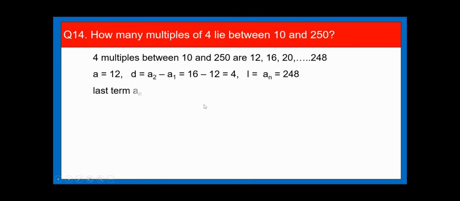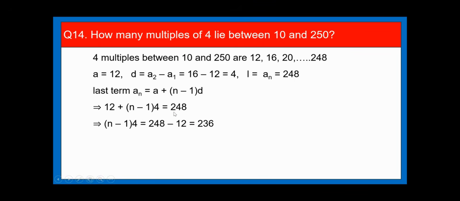What is the formula to find an? an is equal to a plus n minus 1 into d. Here substitute a value 12, d value 4, and let us find the n value. 12 plus n minus 1 into the common difference 4 is equal to its value 248. Or n minus 1 into 4 is equal to 248 minus 12, which is 236.